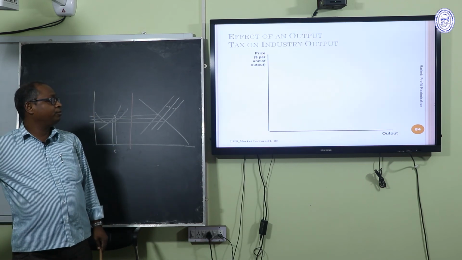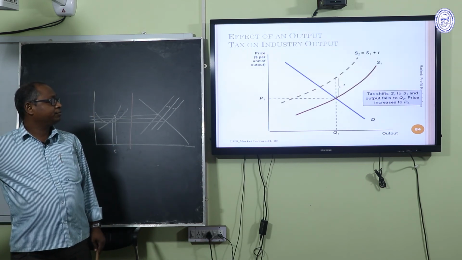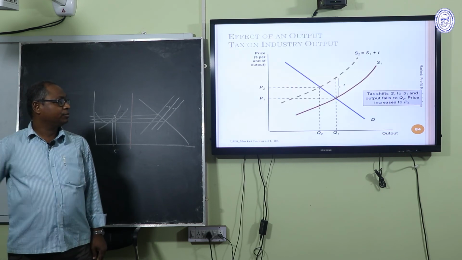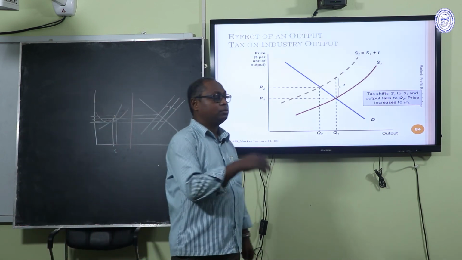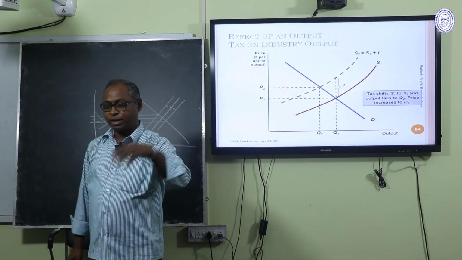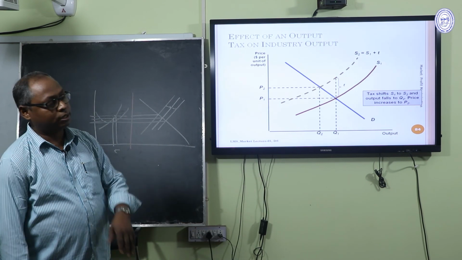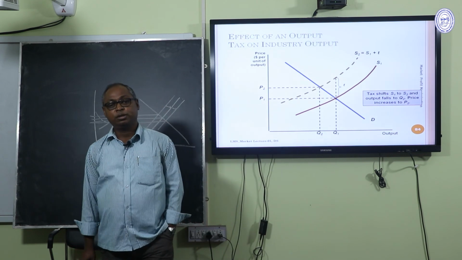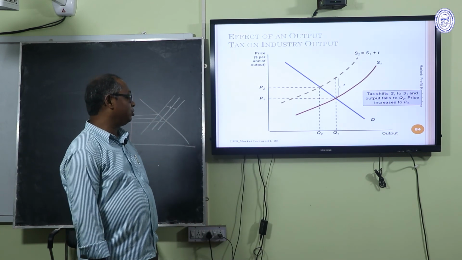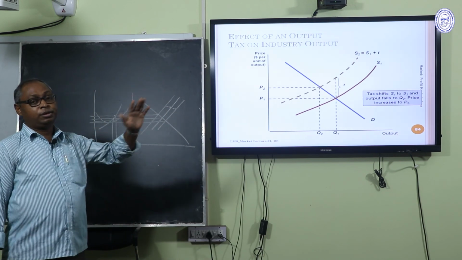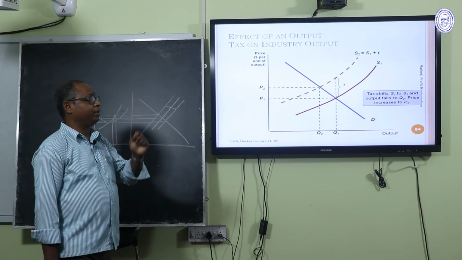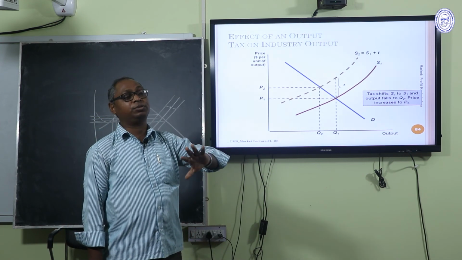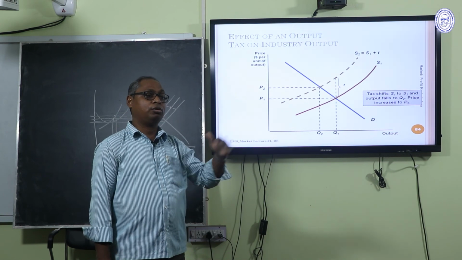Otherwise, if the firm can shift the entire tax to the demander, the buyer, then what will happen? The firm will continue the same output as previously. But this is not possible, because I have already shown previously that supply elasticity and demand elasticity are very important here to determine whether the firm can shift all the tax burden to the buyer or not.